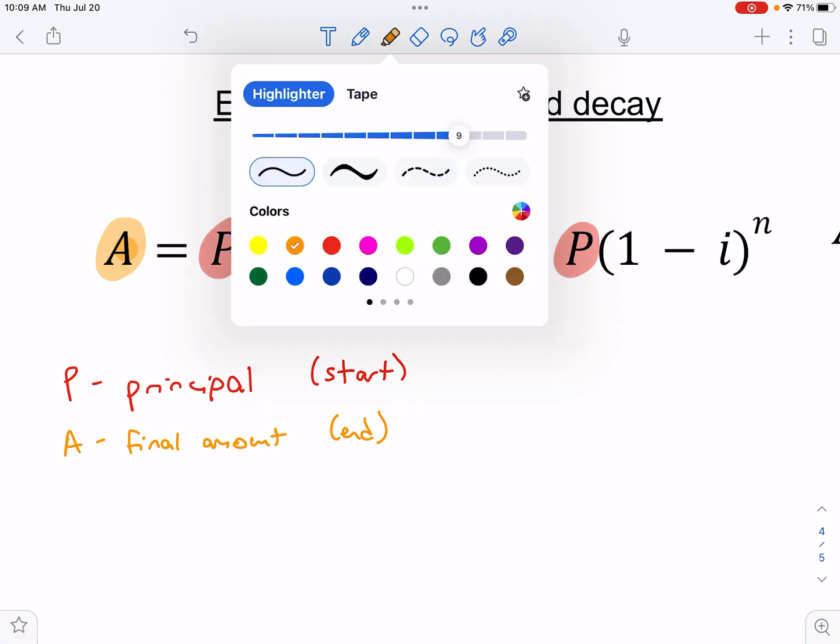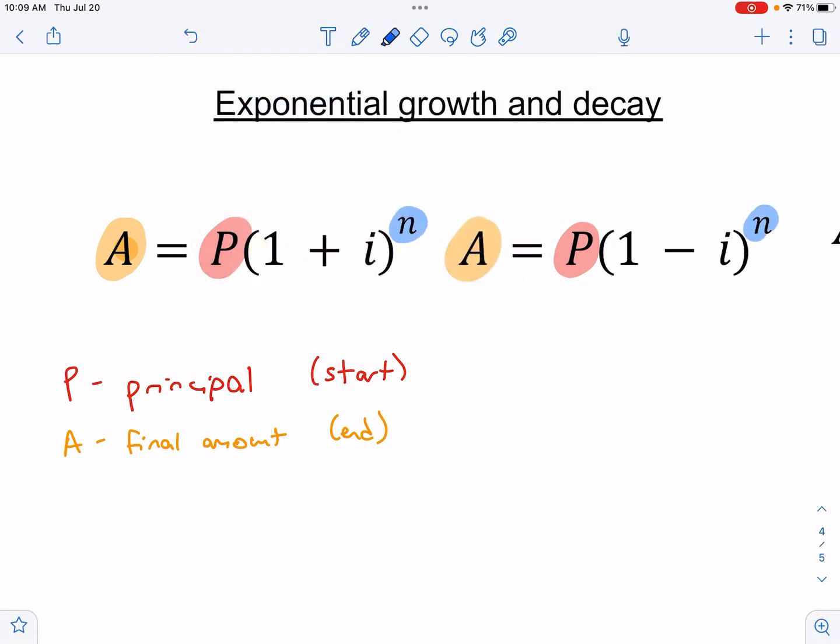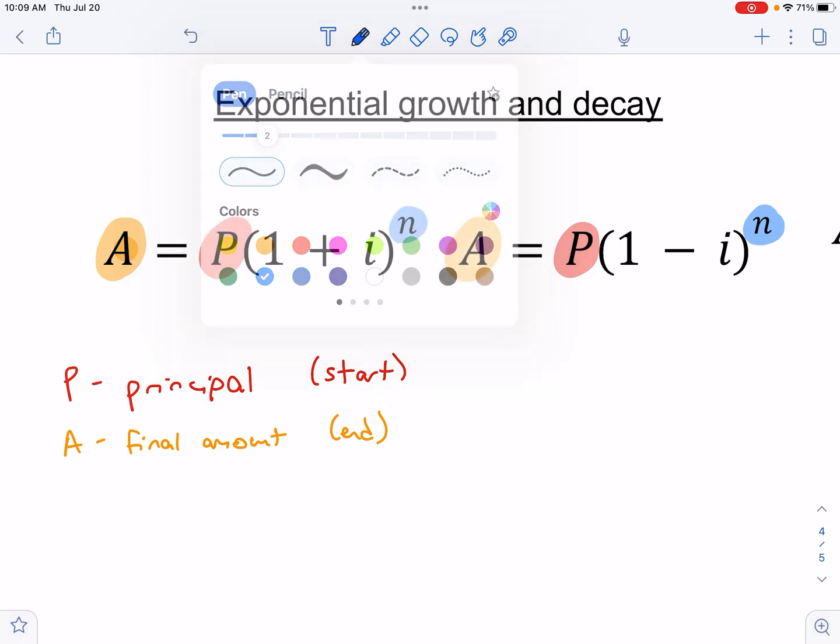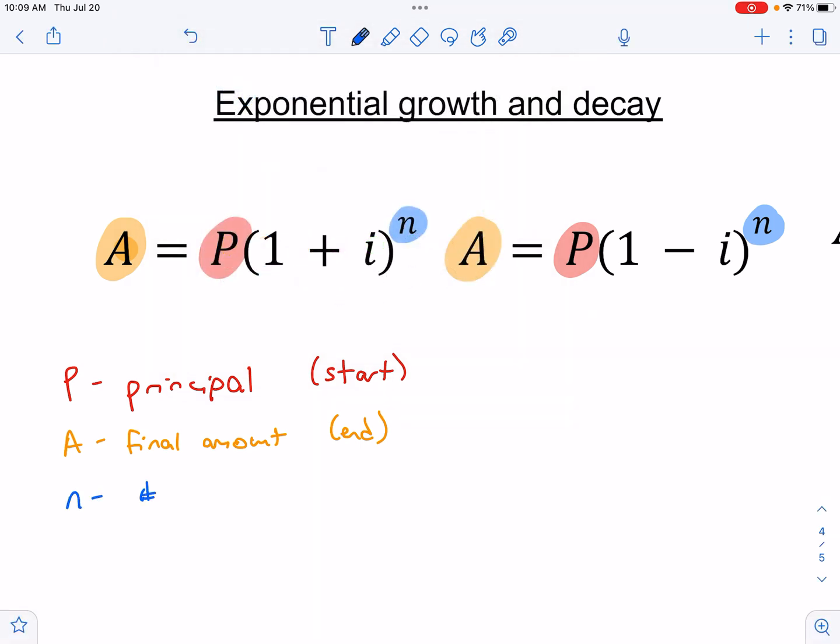N, up top here, our exponent, is the number of repeating periods. And it's often our unknown. So back to that example question of, I put $1,000 in a bank account, how many years is it going to take for that to grow to 1,200? That's what we're looking to find out, okay? It's an amount of time typically.